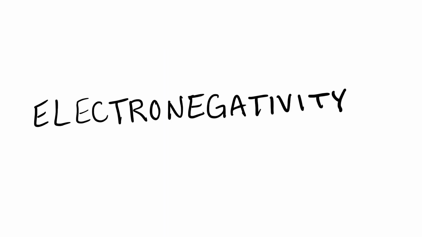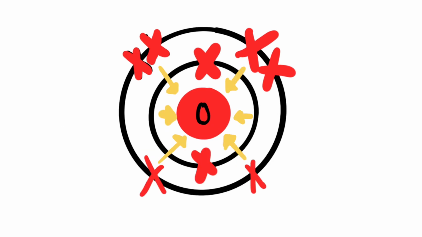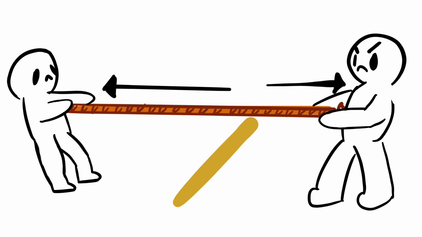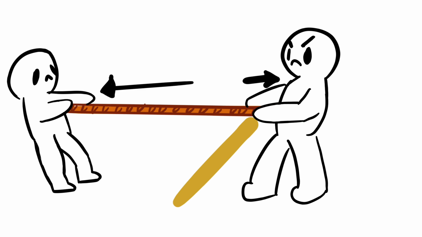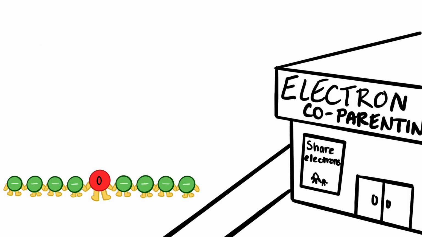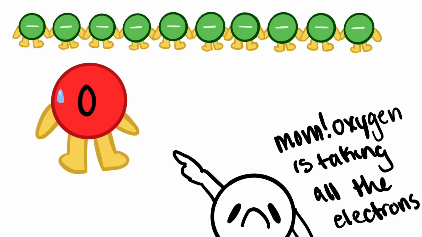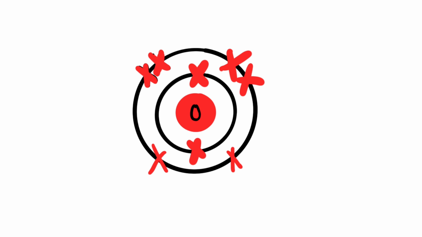Now to talk about electronegativity. The nucleus of an atom pulls on the electron shell surrounding it. The closer the shell is to the nucleus, the stronger the pull. It's like tug-of-war. The closer you are to the other person, the easier it is to pull them over the line. Electronegativity is how badly the atom needs the electrons. Because oxygen only needs 2 more electrons to fill its shell, it pulls hard at the other atoms. That makes it a very electronegative atom with an electronegativity of 3.4.